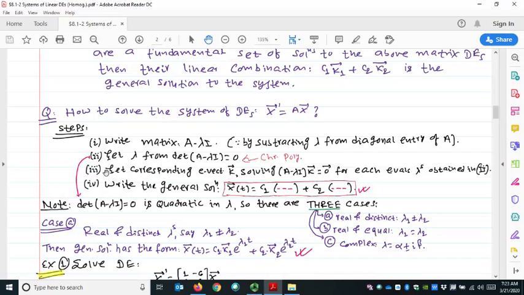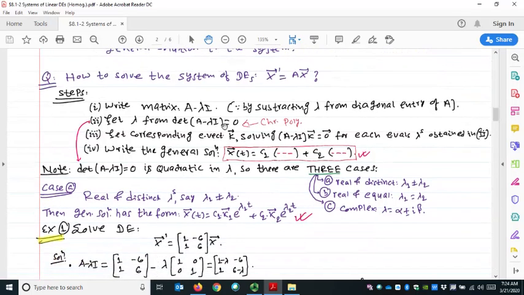And in the third step, get the corresponding eigenvector k after you found the eigenvalue lambda from step 2, by solving the vector equation A minus lambda I times vector k equals vector 0 for each lambda obtained in step 2. Then write the general solution vector x(t) equals c1 times a term involving eigenvalue and eigenvector plus c2 times a term involving eigenvalue and eigenvector.